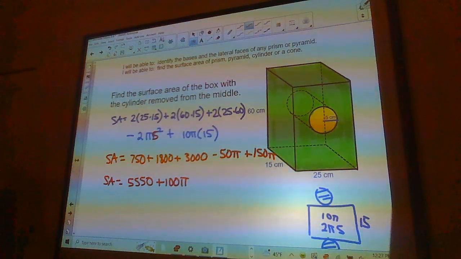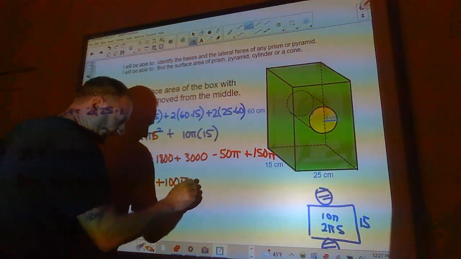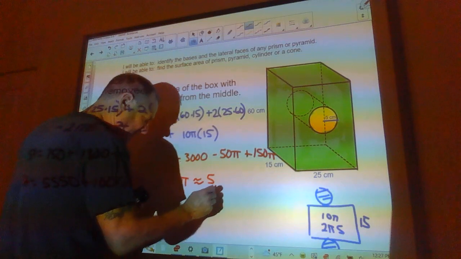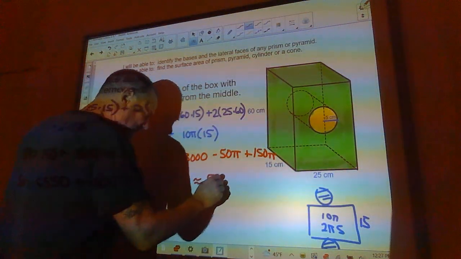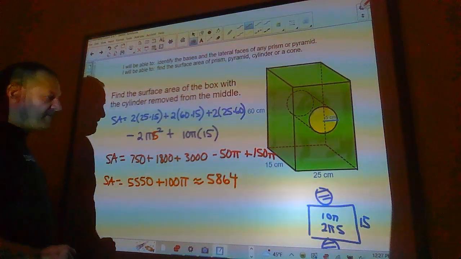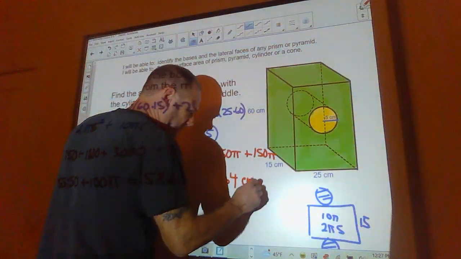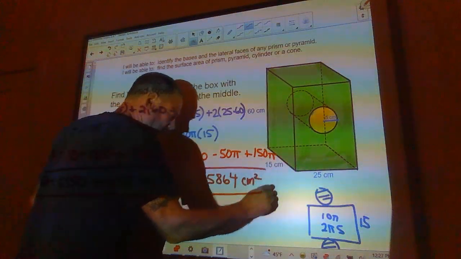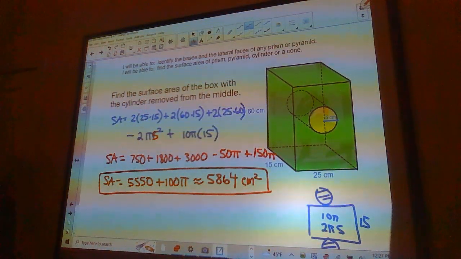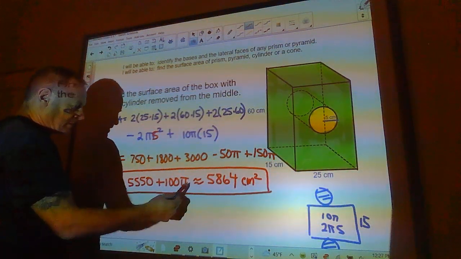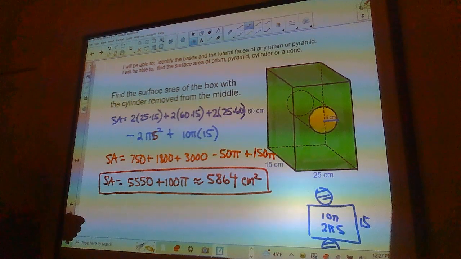So if I get the approximate answer here, this would be 314 plus that would be 5,864 approximately. And that's going to be in square centimeters. Okay, so here's my exact answer. Okay, there's my approximate answer.